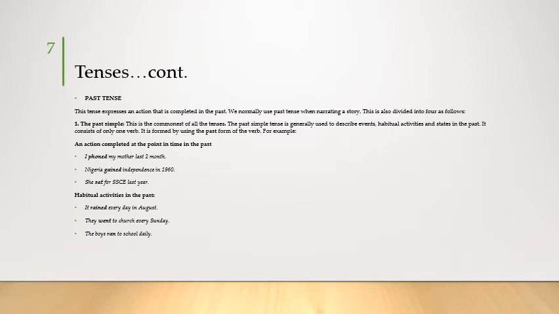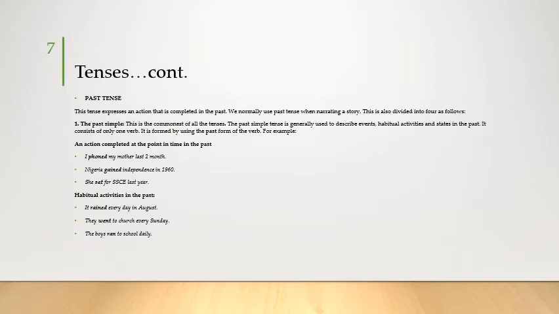Look at the following sentences. I found my mother last 2 months. Nigeria gained independence in 1960. She sat for SSCE last year. All these sentences express action completed at a point in time in the past. So this is one way in which past tense is used.